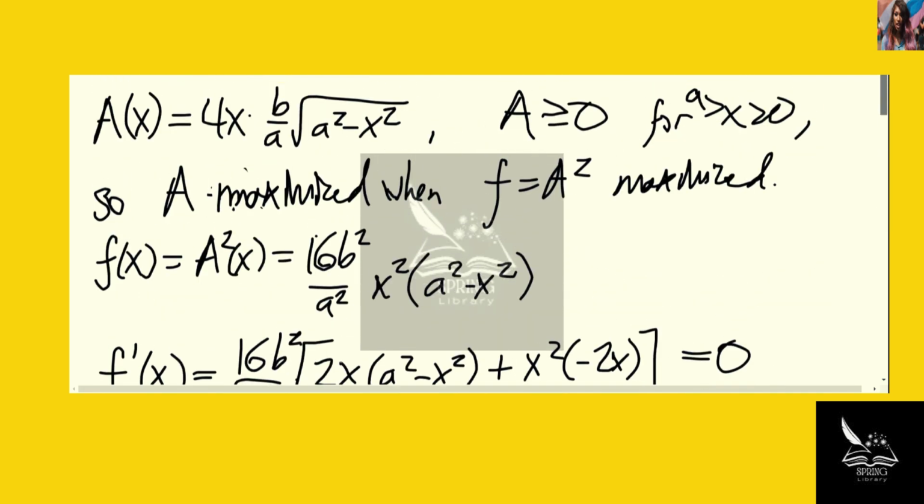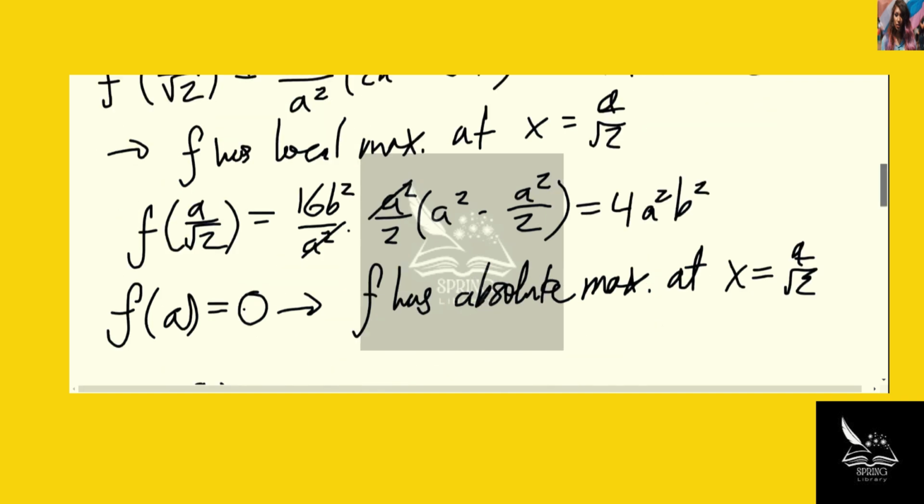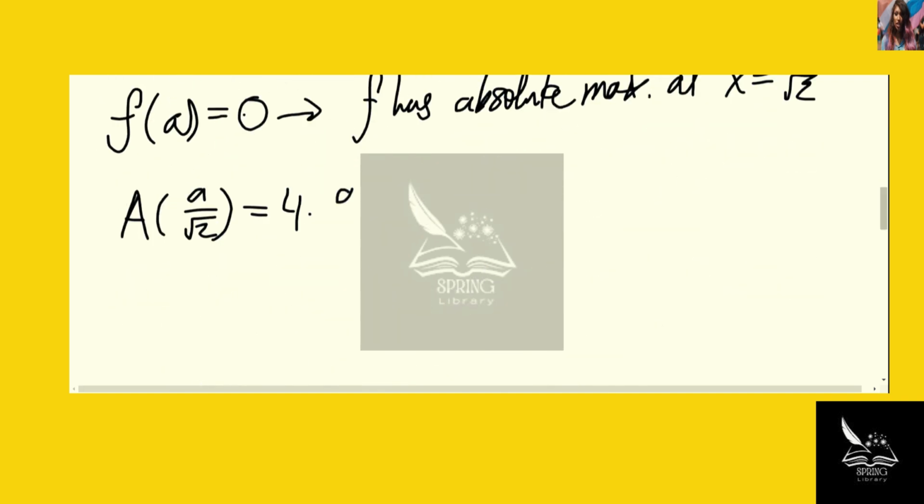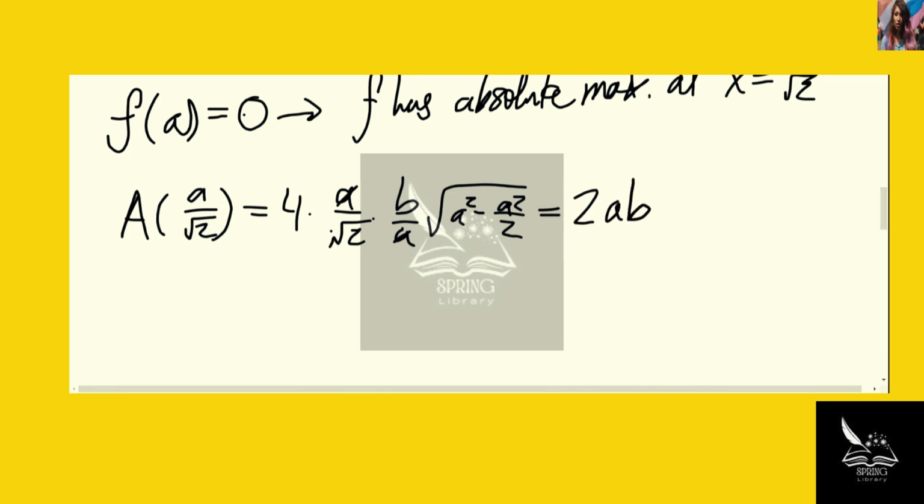This is 4 times a over root 2 times b over a times the square root of a squared minus a squared over 2, which is 2ab. This is the area of the largest rectangle inscribed in the ellipse.